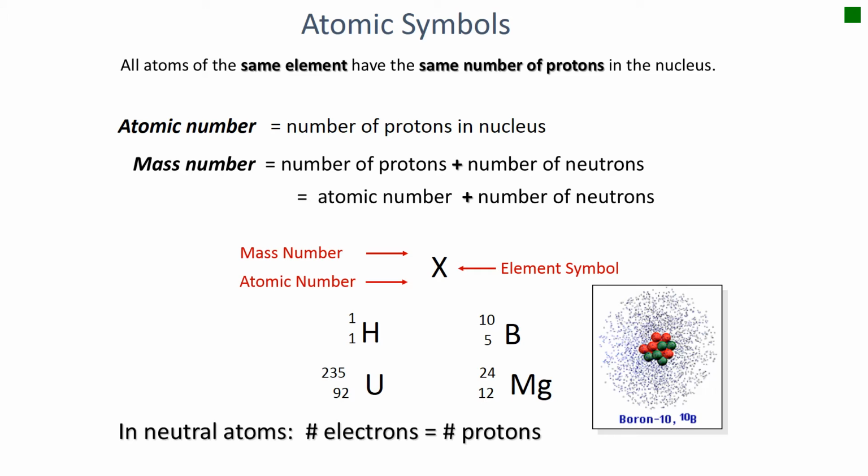So in neutral atoms, it's important to remember, this is kind of key, and this will be important in the next set of modules, the number of electrons has to equal the number of protons to be neutral. The charges have to cancel each other out.